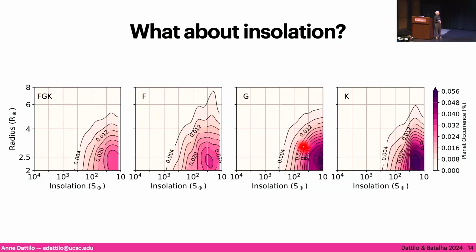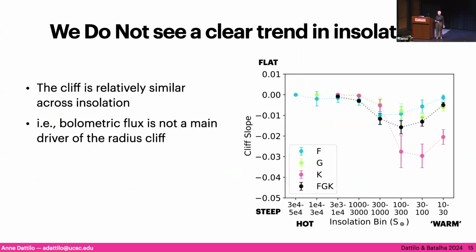We have a nice Neptune desert, it's pretty round. The F one's pretty steep, but in general, they all look really similar. And if I measure the cliff slope in the same way I did for the orbital period occurrence ones, we kind of get a mess. There's no clear story going on here. The cliff is relatively flat across all these insolations. There's no clear, this is where the steepest one is, and it flattens out.